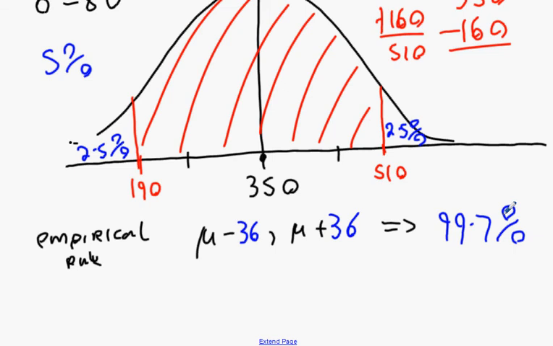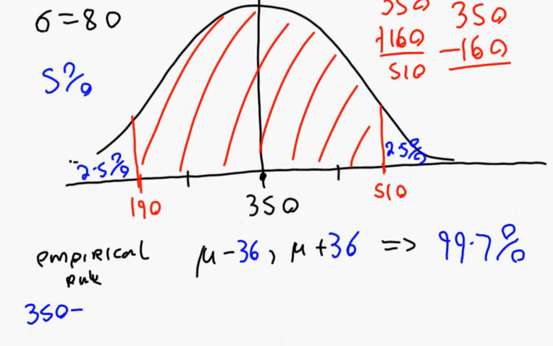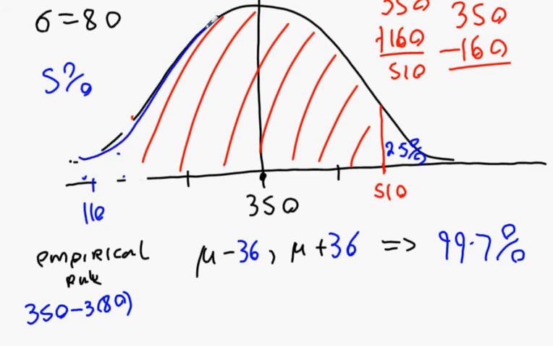Okay? Pretty much all the population will be between these two scores. So, 350 take away 3 standard deviations. What do they say standard deviation is again? 80. 3 multiplied by 80 is 110. So, we're shifting it down again. We're down all the way here, 110. Okay? And then the other end, we're at 590.